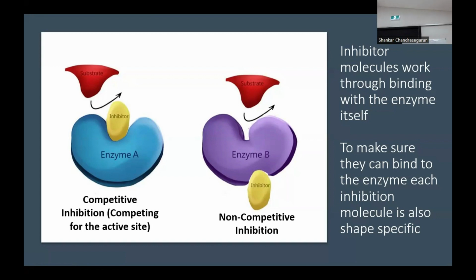We call it competitive because the inhibitor is competing with the substrate to bind to the active site. It's non-competitive because the inhibitor doesn't compete with anything else. It can just bind to the allosteric site whenever it needs to. There's no fuss. That's why it's non-competitive inhibition. So you guys can use the phrases itself to know which one they're talking about. Competitive is always going to be about binding to the active site, and non-competitive is anywhere but the active site.